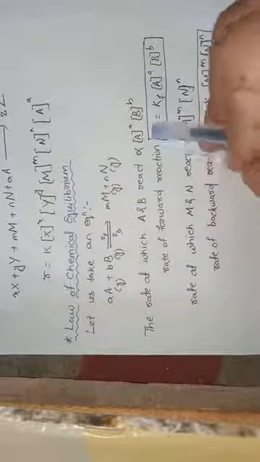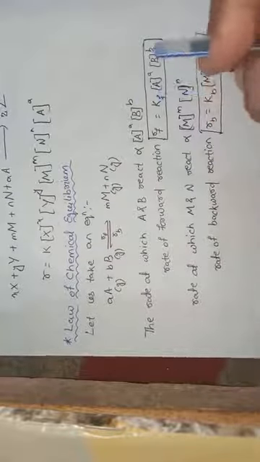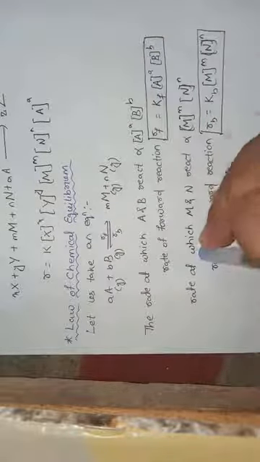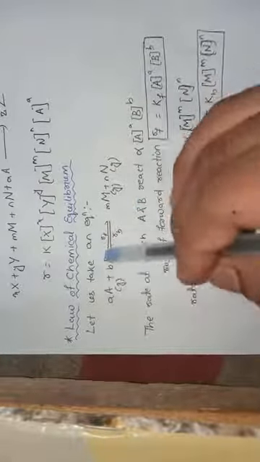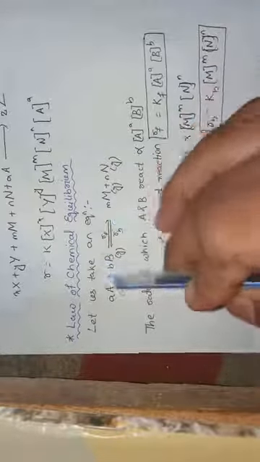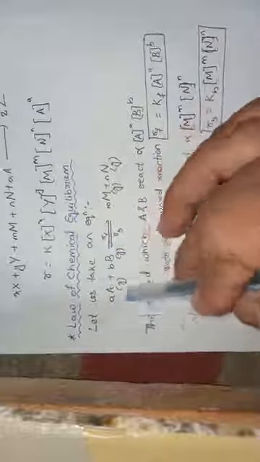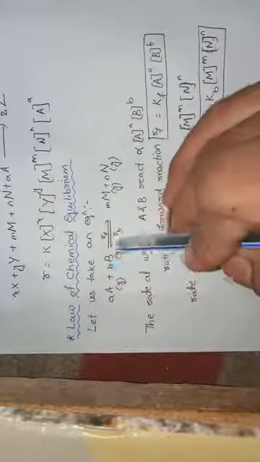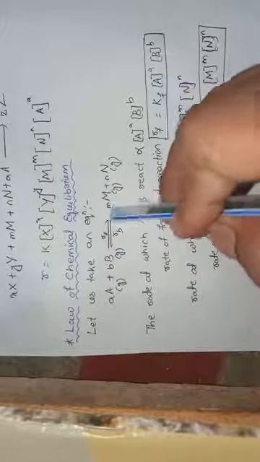The rate of forward reaction RF, with constant KF, is KF [A]^a [B]^b. Let us first take the forward reaction. Then the rate constant for the forward reaction multiplies the concentration of reactants to their powers. For the forward reaction, the reactants are A and B, so RF is KF [A]^a [B]^b. For the backward reaction, the reactant side is M and N, so the rate of backward reaction RB is KB [M]^m [N]^n.